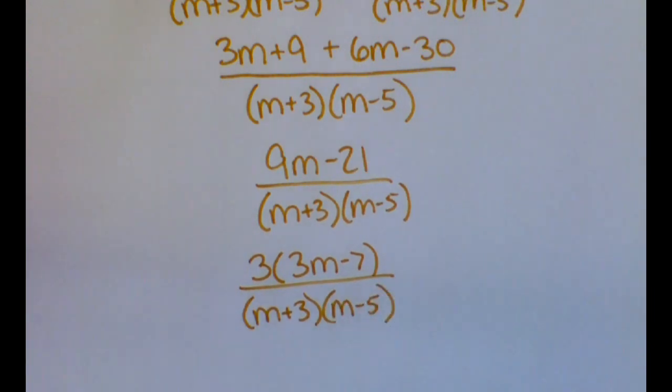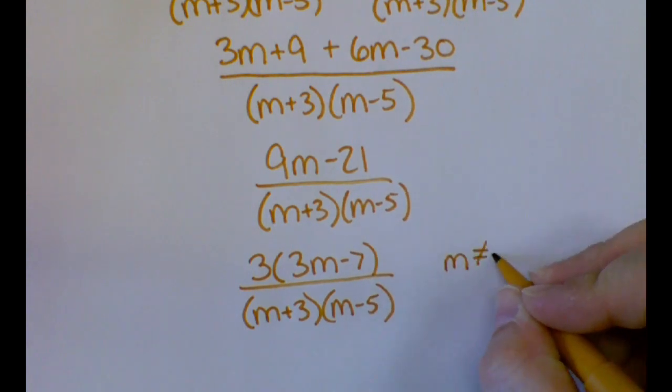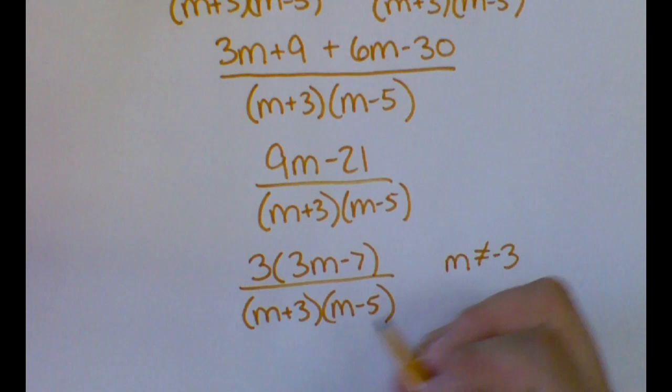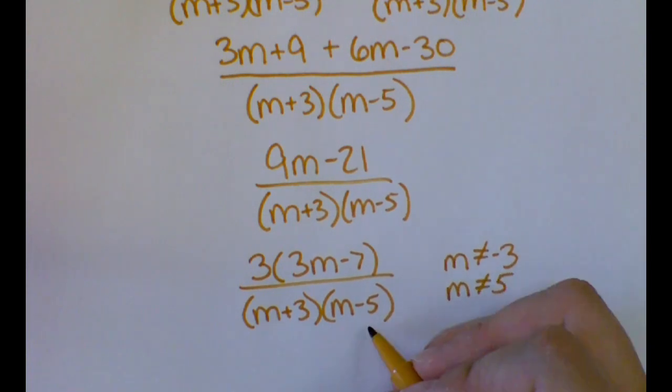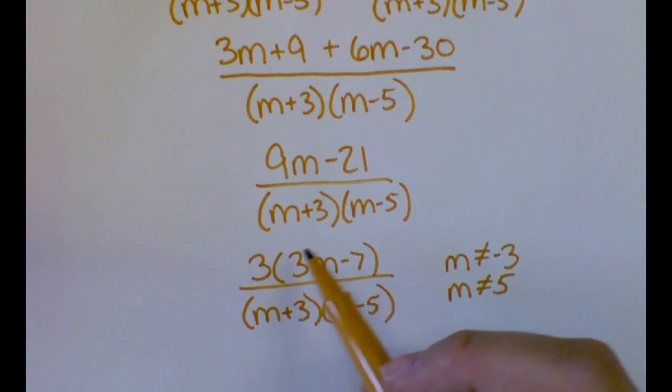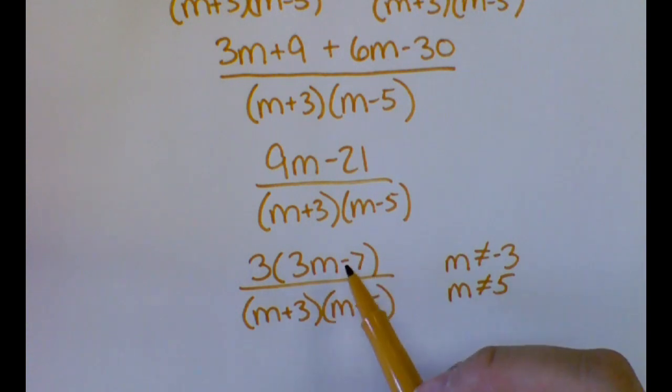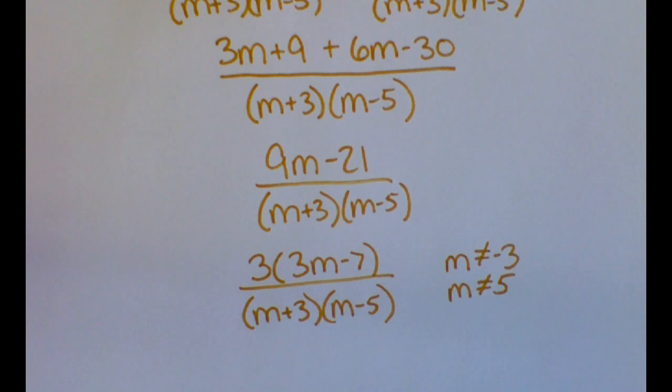No factors cancel, nothing like that. So I just say m cannot equal negative 3, because that would make m plus 3 zero. And m cannot equal 5, because that would make m minus 5 zero. Notice I do not care about 7/3, because that makes the numerator 0, which is okay.